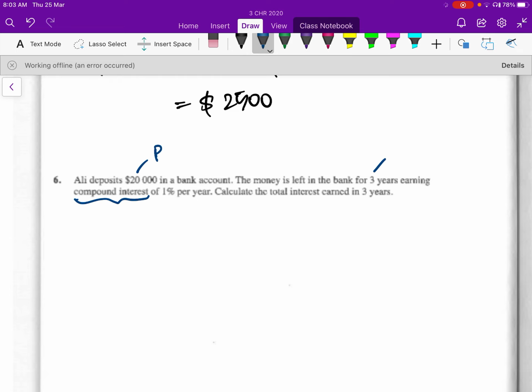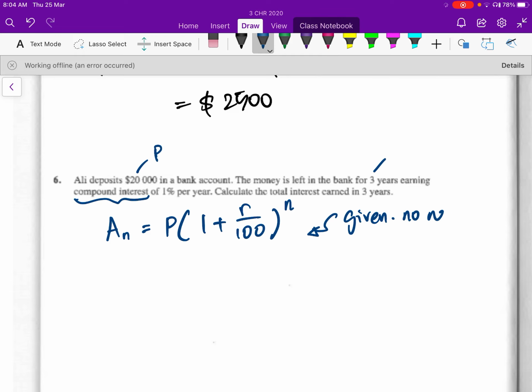Compound interest formula looks like this: A_n equals P times (1 plus R over 100) to the power n. This is given, no need to memorize. No need to memorize is a good thing, right? It's given to you. However, if you don't know how to use it, then it's as good as not giving it to you. So we need to know how to use it.